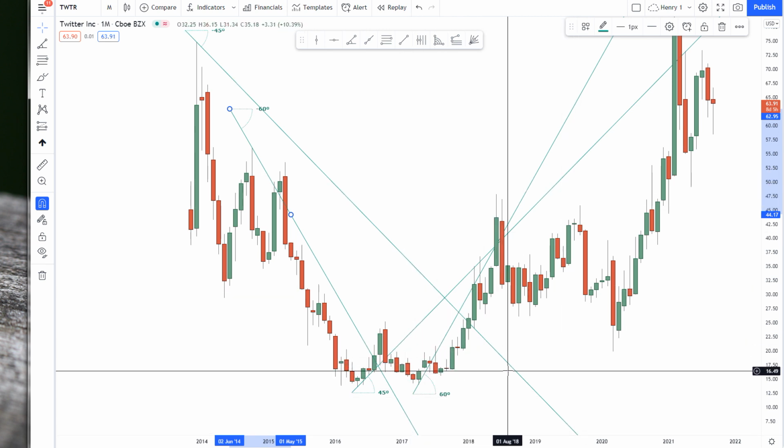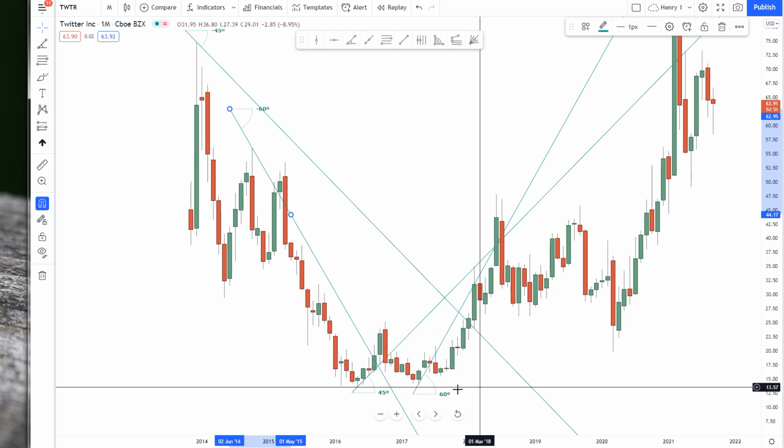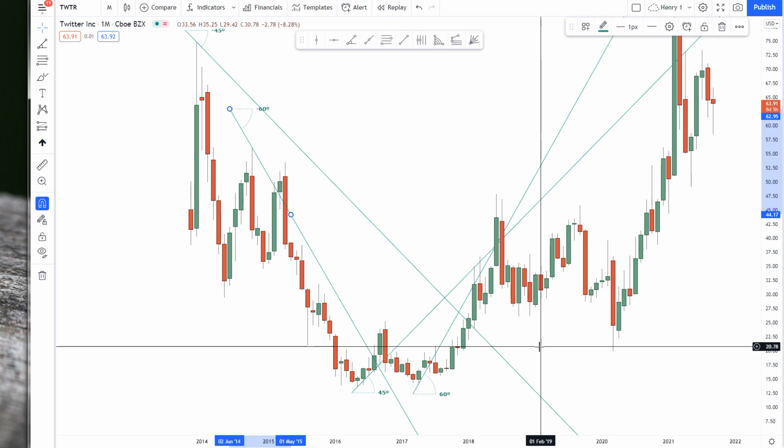The 45-degree angle on this scale chart right here, this squared chart, is definitely a 1x1 angle, but this 60-degree angle is not a 1x2 angle. That's something that's very important to understand. A 1x2 angle is actually closer to a 65-degree angle than it is a 60-degree angle. Point is, this method right here is not actually using Gann angles. It's just using a 45-degree angle and a 60-degree angle.